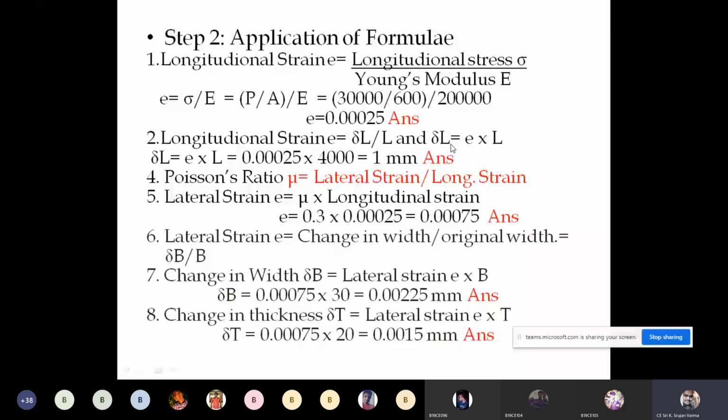Now Poisson's ratio, mu, already we know that one. It is the ratio of lateral strain by longitudinal strain. So lateral strain can be written as Poisson's ratio multiplied by longitudinal strain. We know these two values. Poisson's ratio 0.3 is given, longitudinal strain we found is 0.00025, and 0.3 multiplied by 0.00025, we got small e is equal to 0.00075.